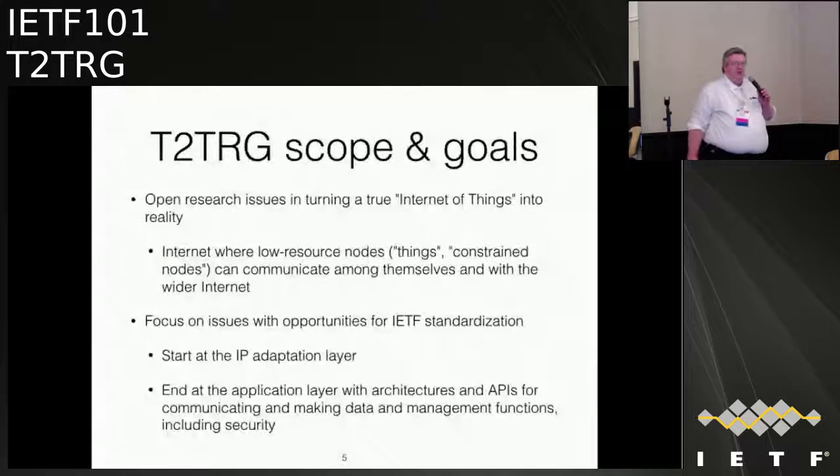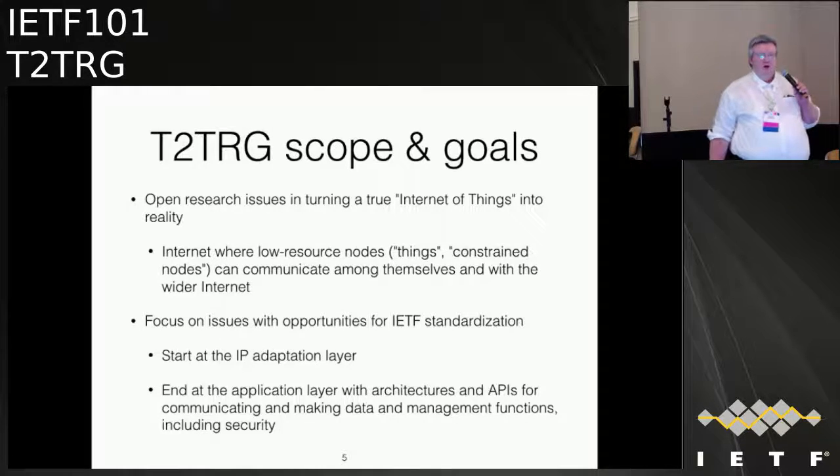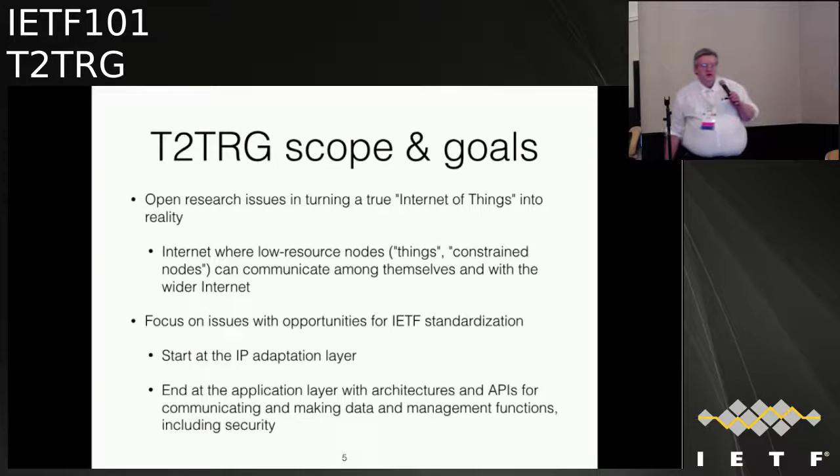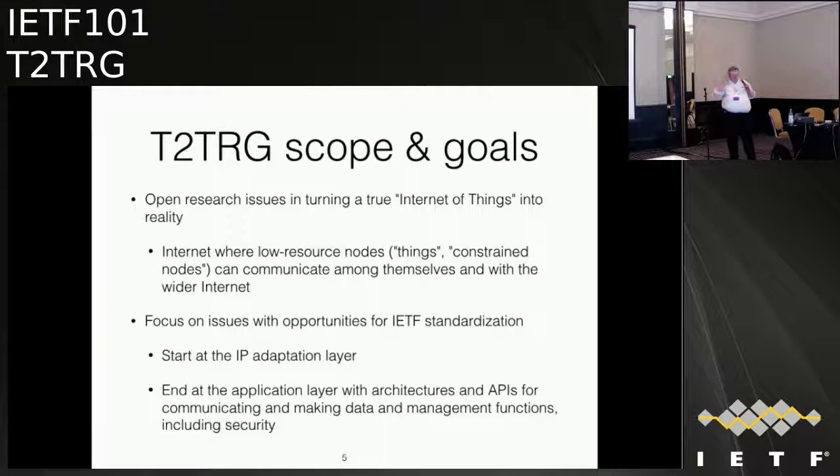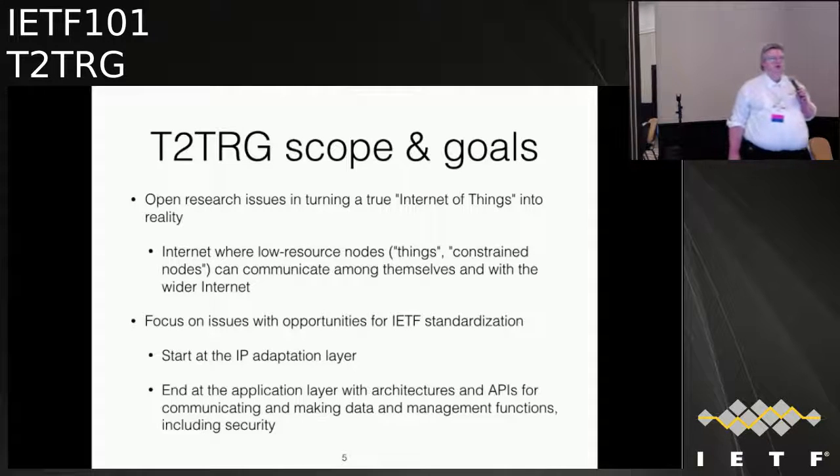Okay, so just to remind people what the research group is about, who here is new to the research group, has not been to a previous meeting? Okay, so let me quickly say why we are here. We care about a true Internet of Things, which means an Internet where things, including low-resource nodes with very little computational ability and power, can communicate among themselves and with the wider internet. So we are looking at issues in this area, in particular when there are opportunities for IETF standardization, or, I should add, for cooperation with other standards developing organizations to make them happen.